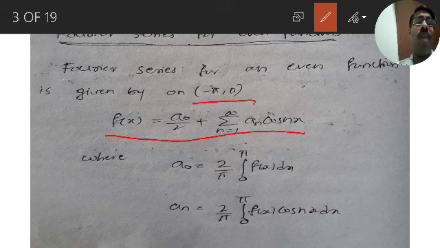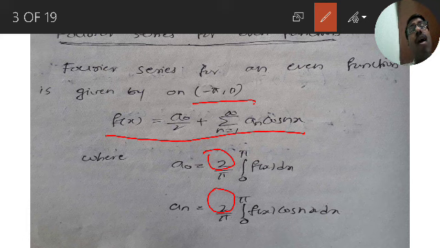So what is the a naught value here? A slight change in the formula. a naught is equal to 2 by pi integration 0 to pi f of x dx, whereas a n is 2 by pi integration 0 to pi f of x into cos n x dx. So the formulas are the same. Instead of the interval minus pi to pi we will write 0 to pi multiplied with 2. So this is an extra. In the Fourier series we got 1 by pi, and for even or odd functions we will get 2 by pi.